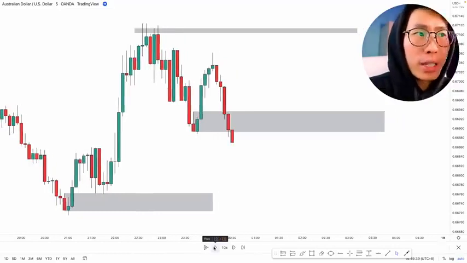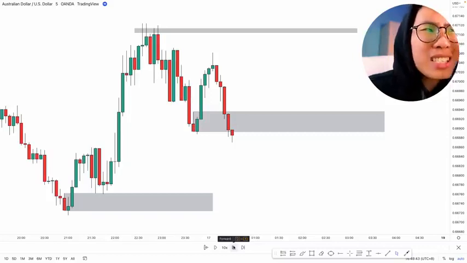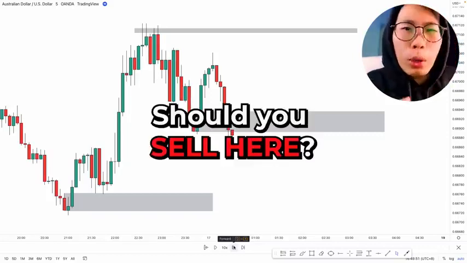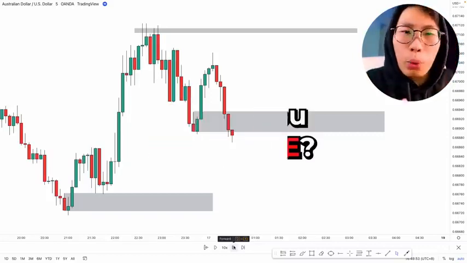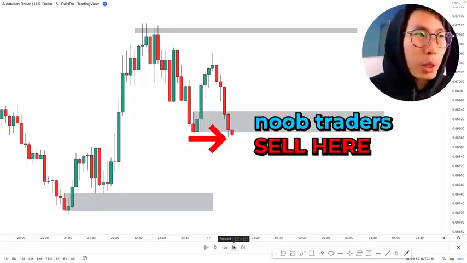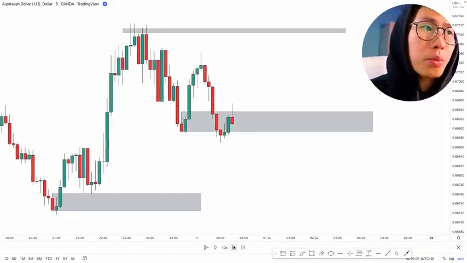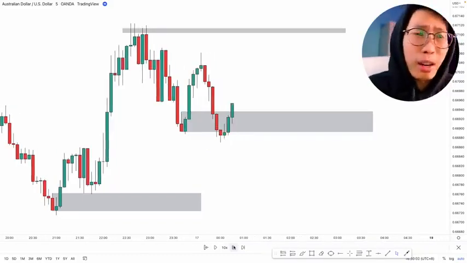You can see right now price has come back all the way down to this demand zone, and it has broken past it just a little bit. So do you think we should enter for a sell here? This is what retail traders are doing. Retail traders will just enter for a sell when price breaks through a little support area or whatever. And look at what price did next. It went back up, so this ended up being a little fake out.